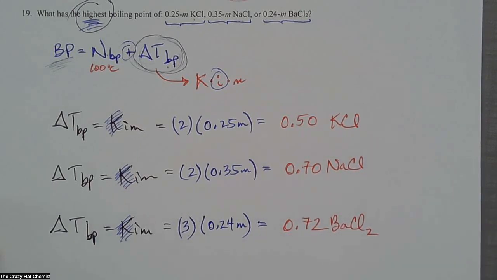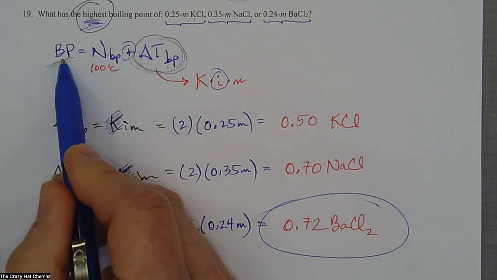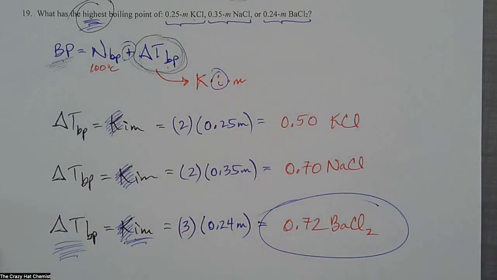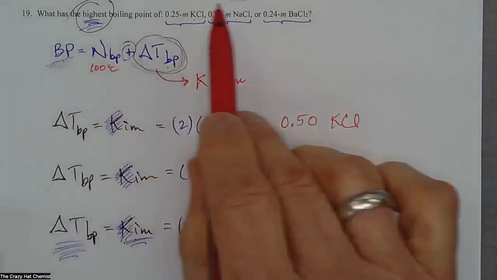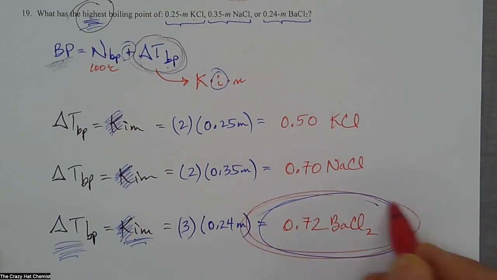And so which of these three numbers is the largest? That is this one. So therefore, this one will give us our largest Kim, which will give us our largest change in temperature of the boiling point, which will give us ultimately our largest boiling point. So which of these three has the highest boiling point? This one right here.